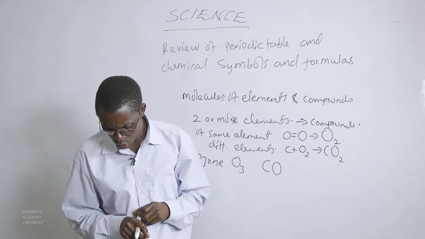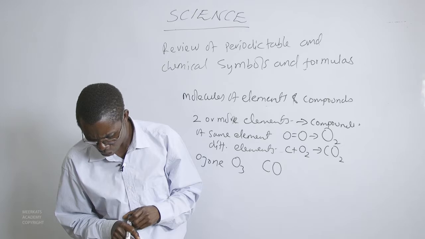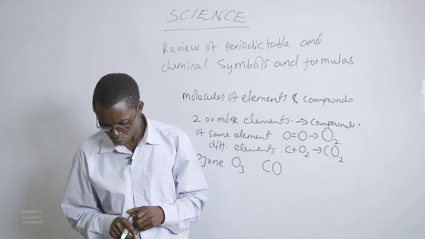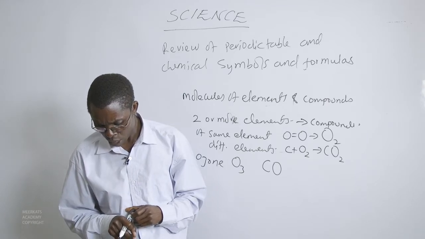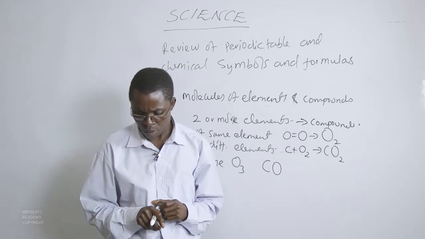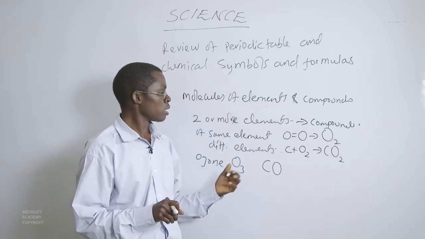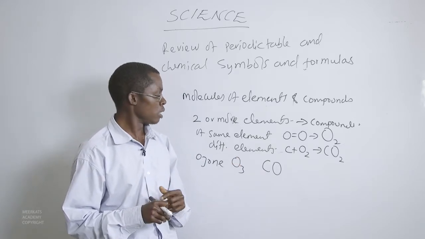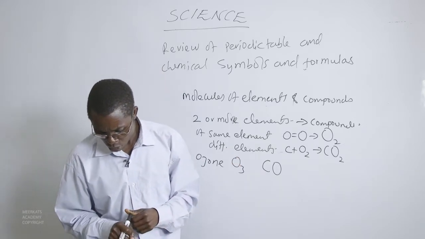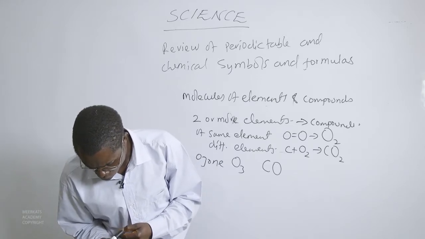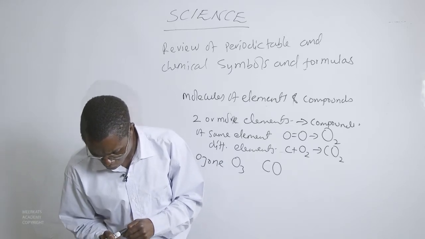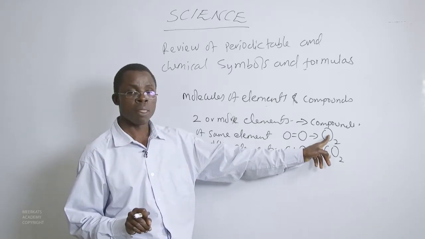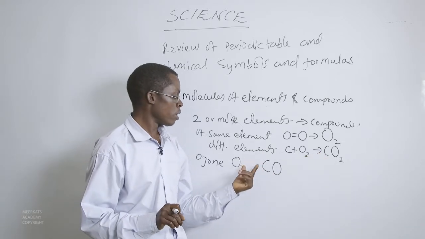D, molecules of compounds have fewer atoms than molecules of elements. Is it always true? That's not the case, because you can see there's a contradiction. It is saying molecules of compounds have fewer atoms than molecules of elements, this one being fewer than this. But you can see now this one has more than this. So it is also a contradiction.